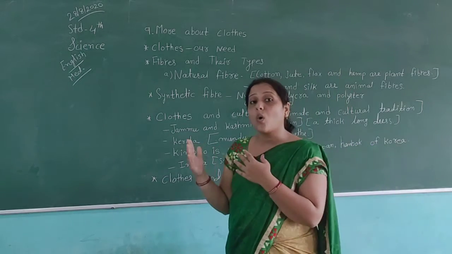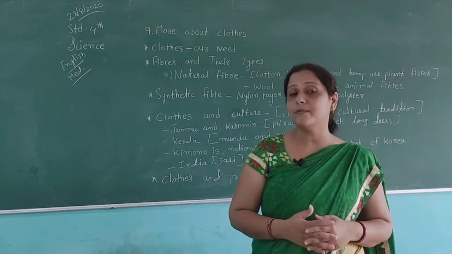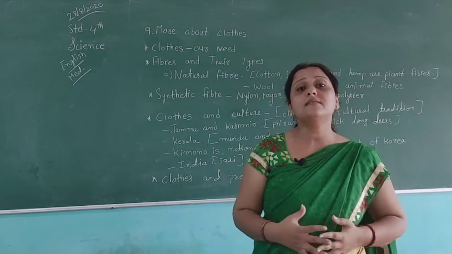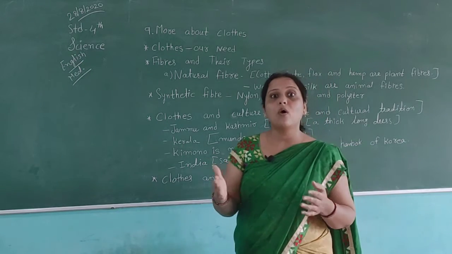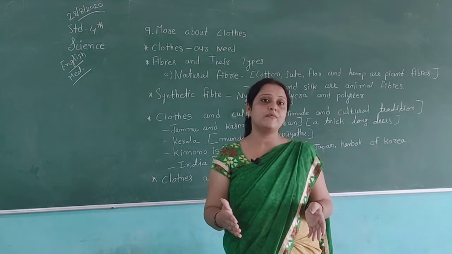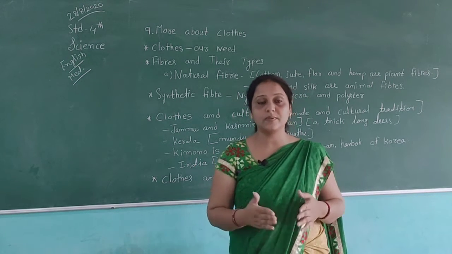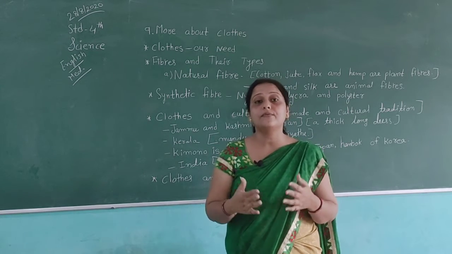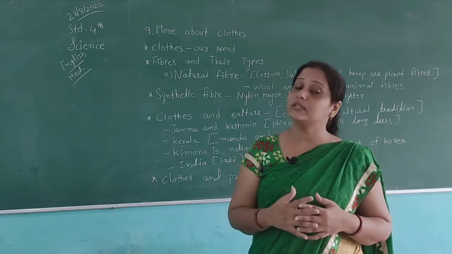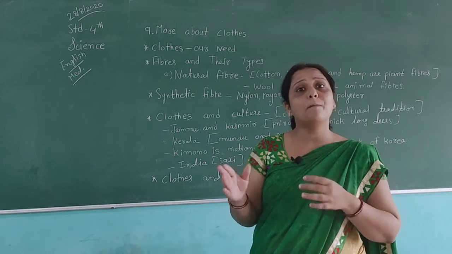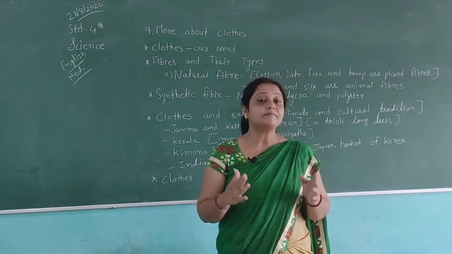Then we wear cotton clothes in summer. Why do we wear cotton clothes in summer? Because we want to protect ourselves from a hot atmosphere. In summer you will observe a very hot atmosphere. So we wear cotton clothes, because cotton clothes protect us from the hot atmosphere. It is also best for us to wear cotton cloth in a hot atmosphere.